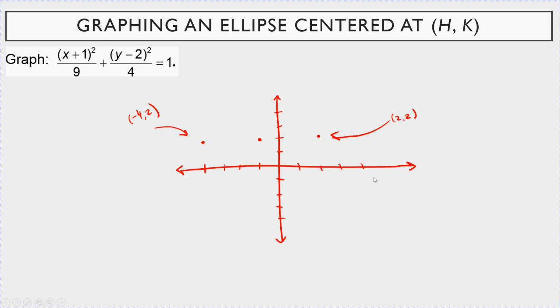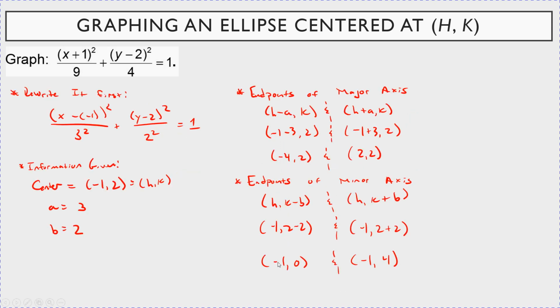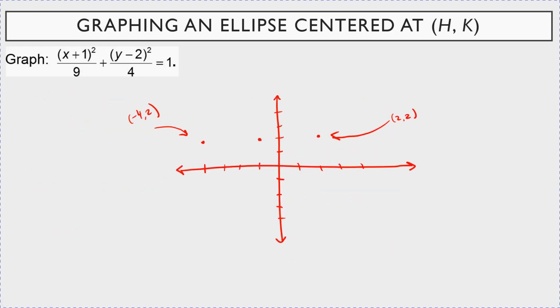Now let's do the minor axis. -1, 0 and -1, 4. -1, 0. -1, 4 is up here. And look, right there. That's exactly what it is.